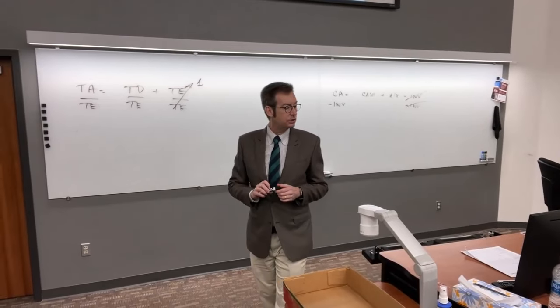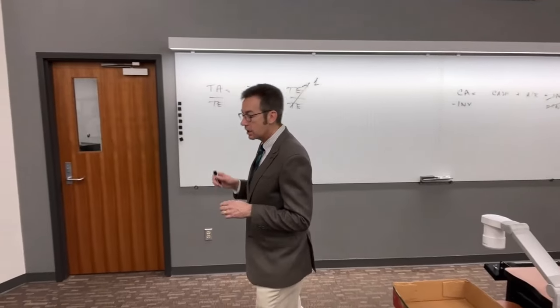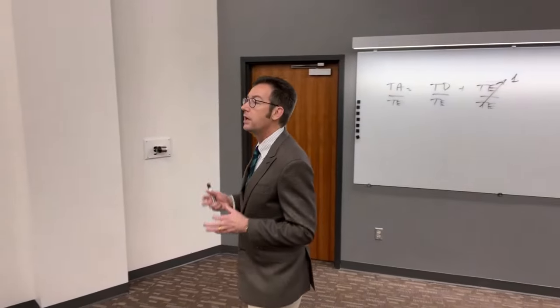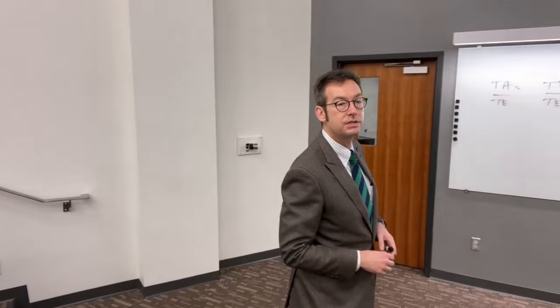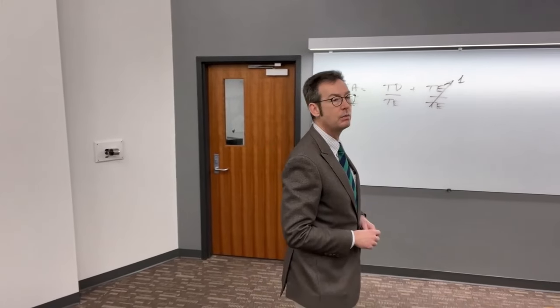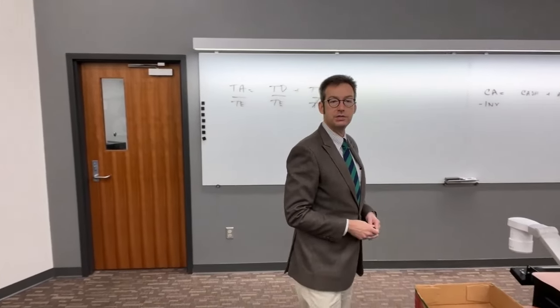It is the cost of goods sold divided by inventory. The cost of goods sold here is a measurement of the sales of the firm. And you say, well, why wouldn't we just use sales?